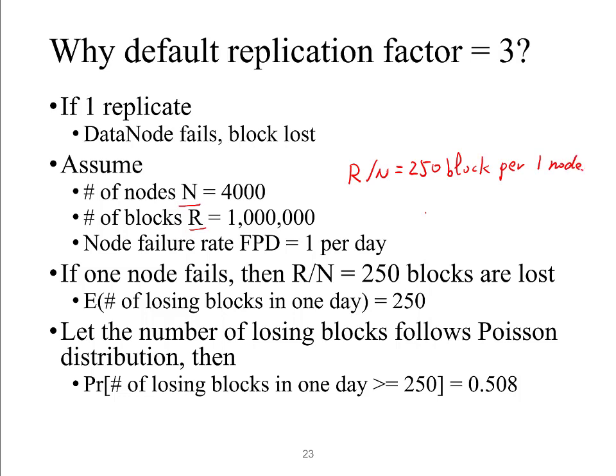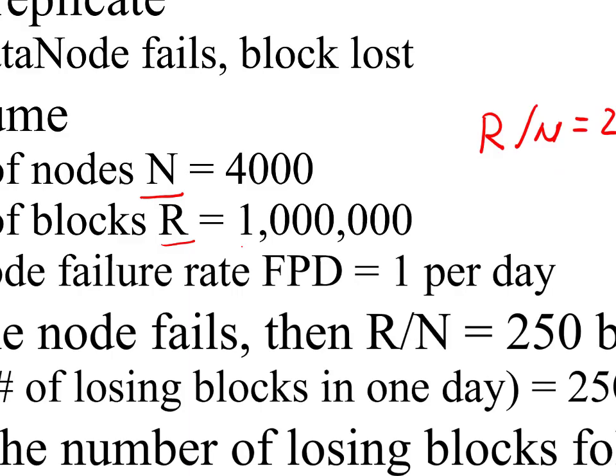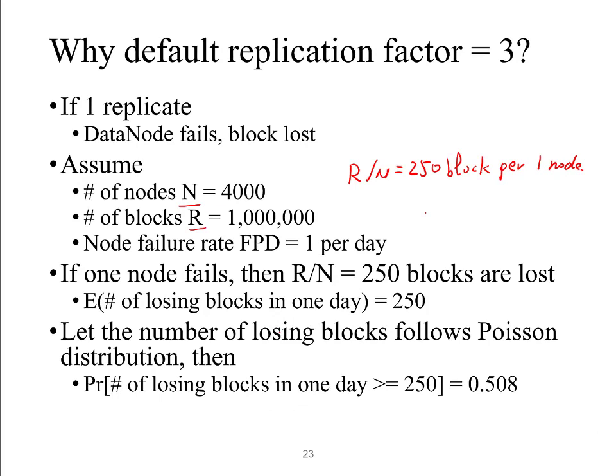right? And the node failure rate, FPD, equals 1 per day, which means you expect to see 1 machine fail every day. Alright, so if 1 machine fails, then all the blocks in that machine, in that node, are lost. So the number would be R over n, as we computed here.